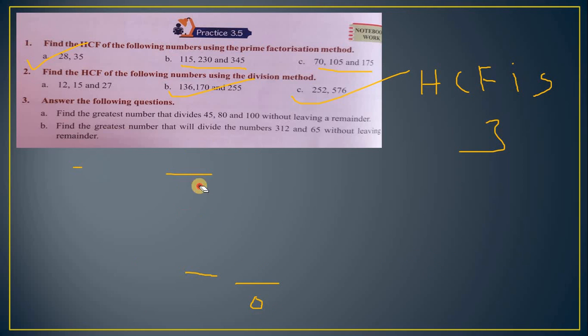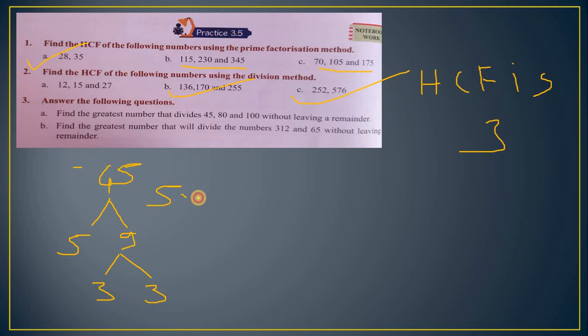Find the greatest number which divides 3 numbers. Which divides means that number will be smaller than these numbers, without leaving remainder. So you have to calculate HCF of 45, 80 and 100. And here you can use any method. The thing is that you have to use HCF. So for 45 you can use tree method. 5 nines are 45 and then 3 threes are 9. So here their factors are 5 into 3 into 3.